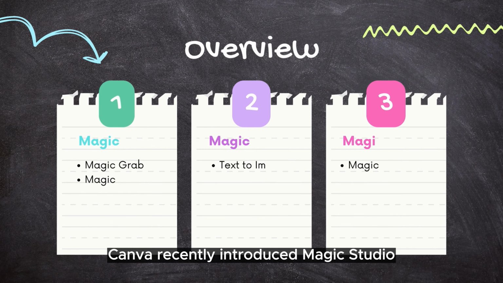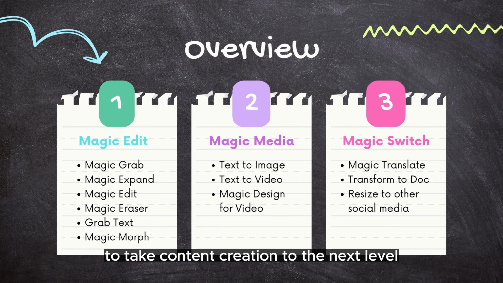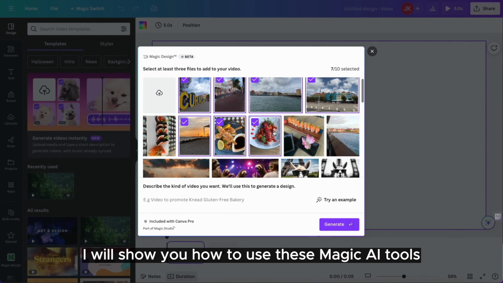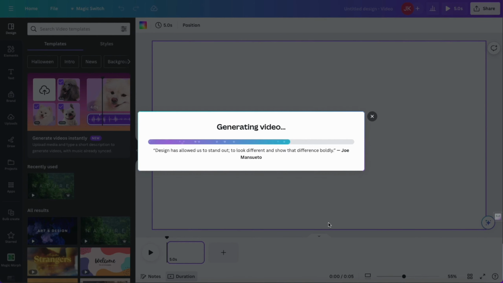Canva recently introduced Magic Studio, a suite of AI tools to take content creation to the next level. I will show you how to use these Magic AI tools.